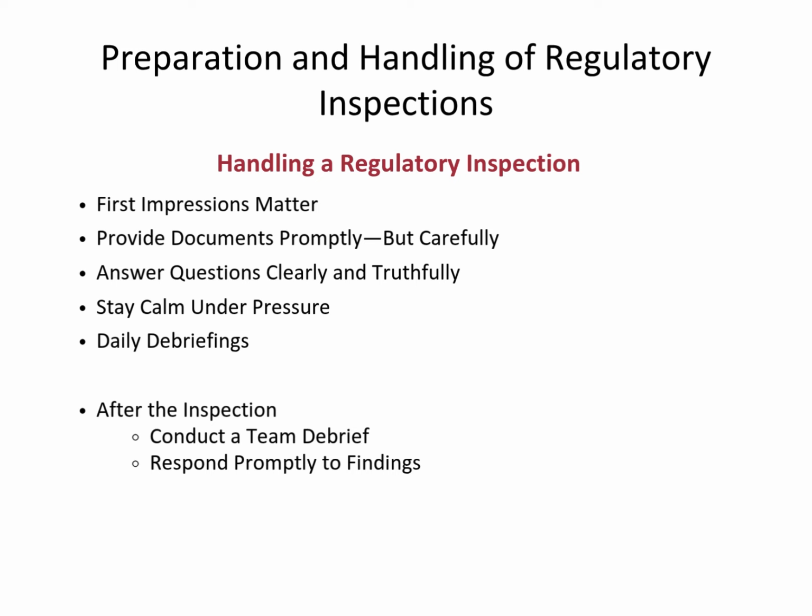Respond promptly to findings. If you receive an inspection report, such as an FDA Form 483, develop a corrective and preventive action plan, CAPA. Your response should address each finding, outline root cause analysis, include timelines and accountability, and show how recurrence will be prevented. A thoughtful, timely response can go a long way in maintaining regulatory trust.